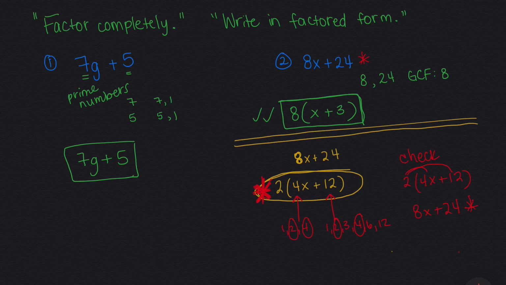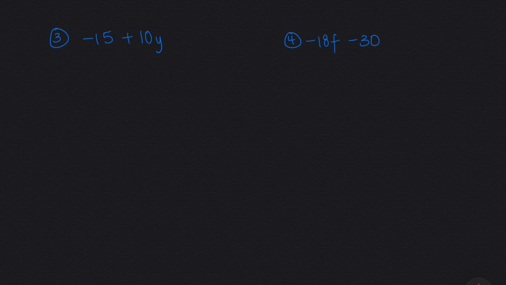In fact, an answer like this one would be an excellent trick answer in a multiple choice question. Because we see that this expression is equivalent to our question, it is not fully in factored form. The only correct answer here would be the one we got up here, 8x plus 3. Let's move on to number 3.